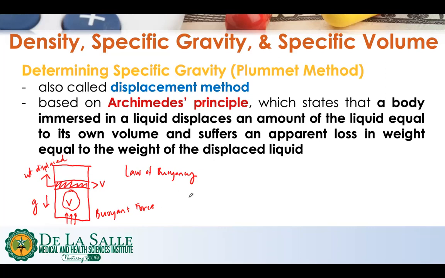Now, remember that in the Archimedes principle, there are two things that you have to remember. First is that any substance immersed in the liquid will displace its own volume of liquid. And the second one is that that substance immersed in the liquid will suffer a decrease in weight that is equivalent to the weight of the displaced liquid. We will be using those two things in the Archimedes principle in calculating the specific gravity of the substance.